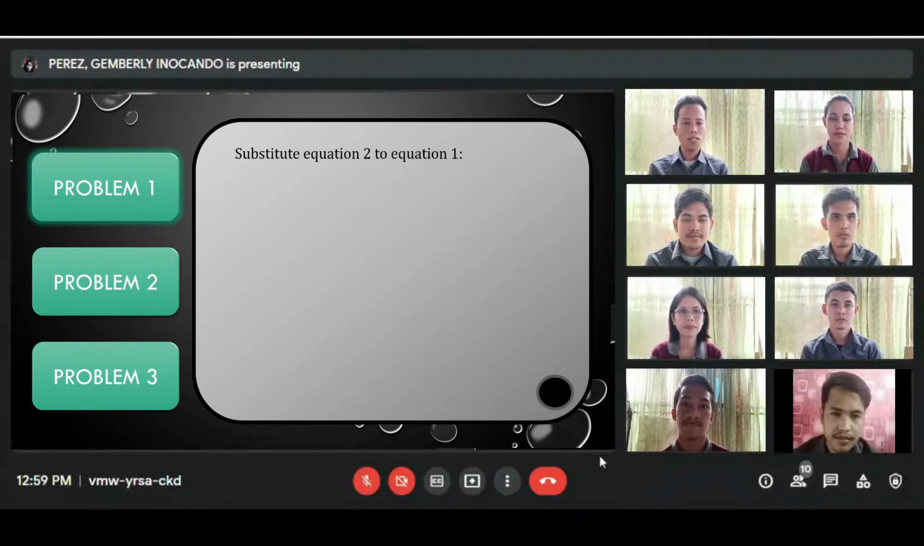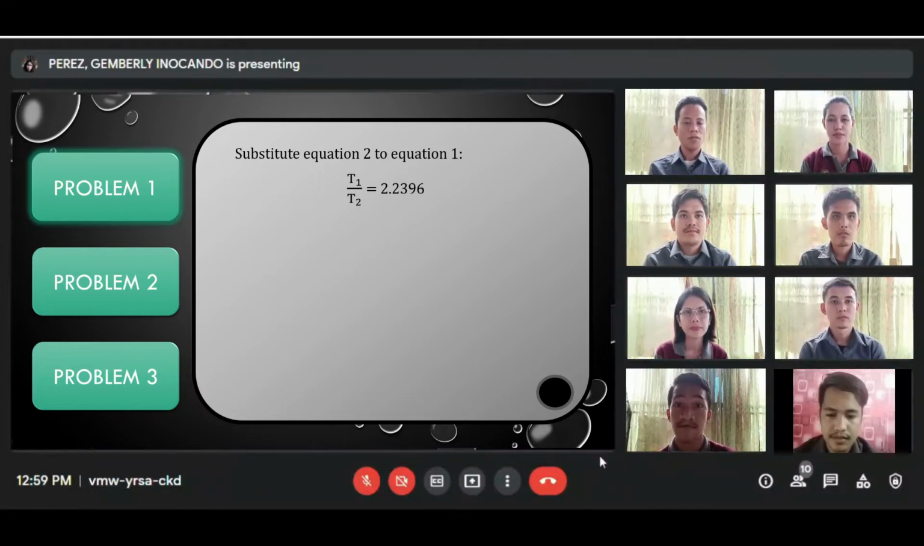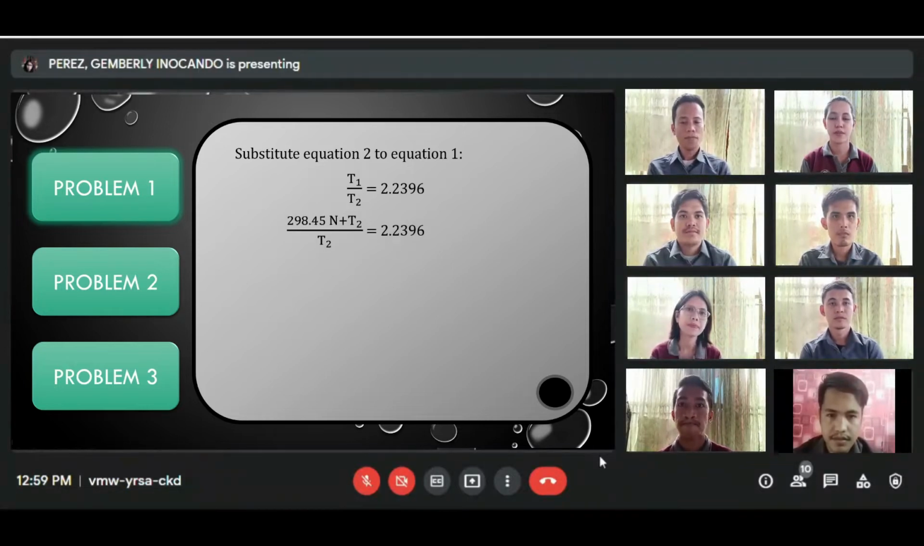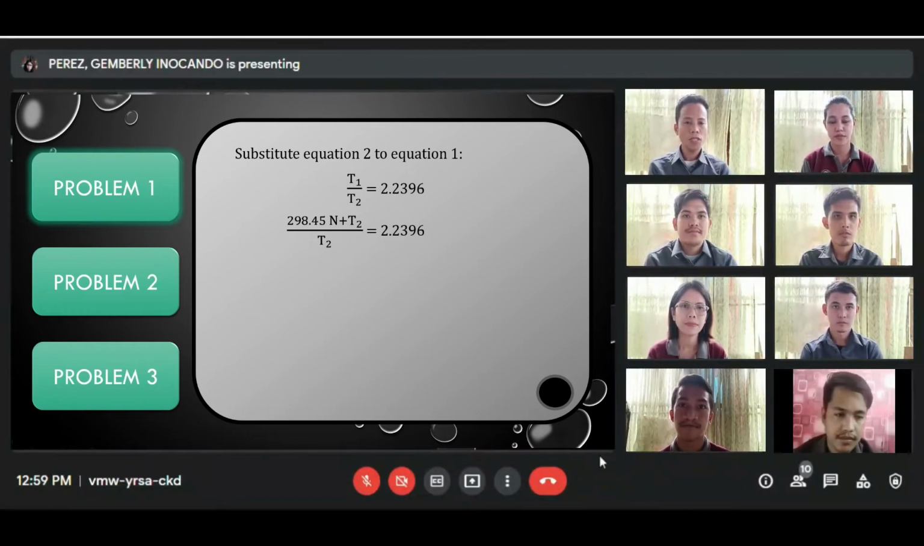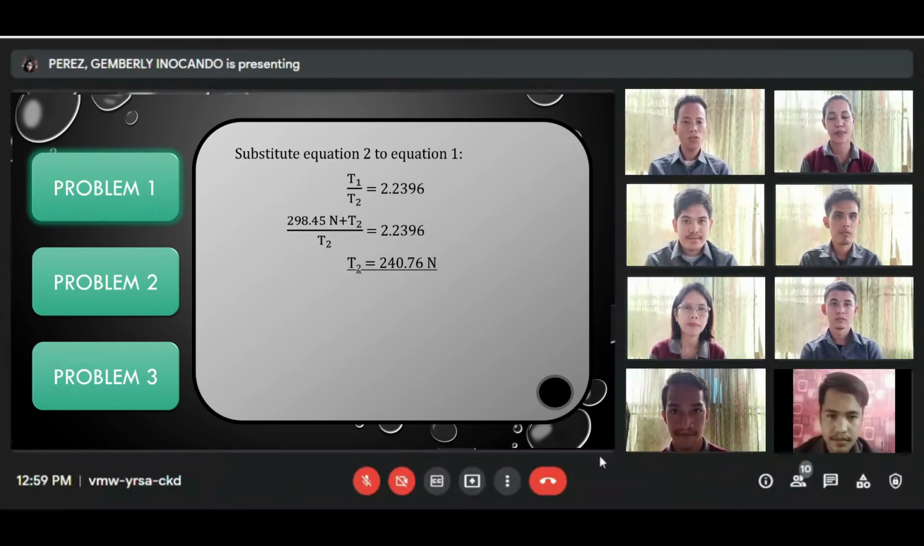We use T sub 1 over T sub 2 equals 2.2396, and T sub 1 is equal to 298.45 Newton plus T sub 2, so 298.45 Newton plus T sub 2 over T sub 2 equals 2.2396. After we compute that in the calculator, the value of T sub 2 is equal to 240.76 Newton.